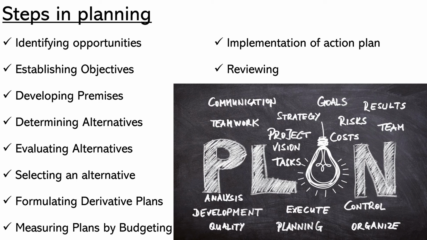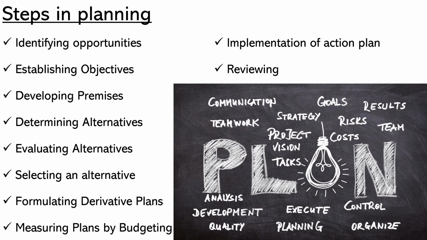Now, measuring plans by budgeting. This is very important. Like I said, it's not that I'm buying roses and importing roses from the UK or US. It should be within the cost limit. And whatever I'm going to make into soap should be within the budget. That is, whatever plans I'm making, I'm measuring in terms of money.